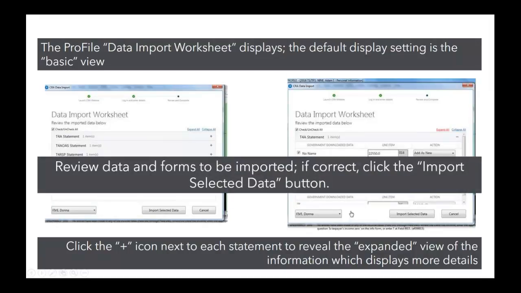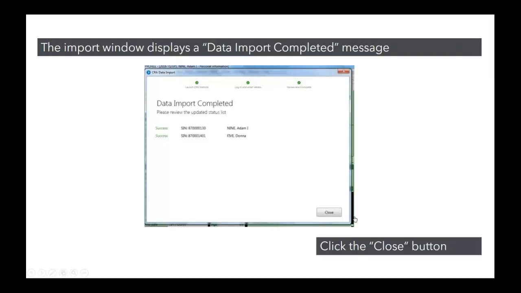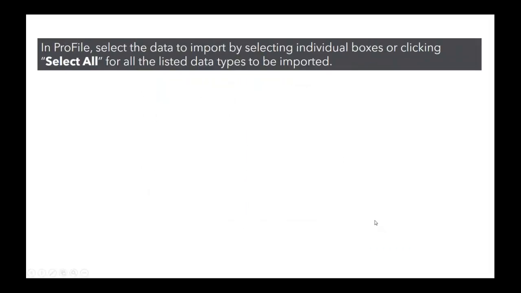Just make sure you review the data and the forms to be imported, and if it's correct, then you can just use the Import Selected Data button, which is right here. Okay, it would import. You'll get a window saying that the import is completed. You can click on Close, and then you can proceed to the next window.